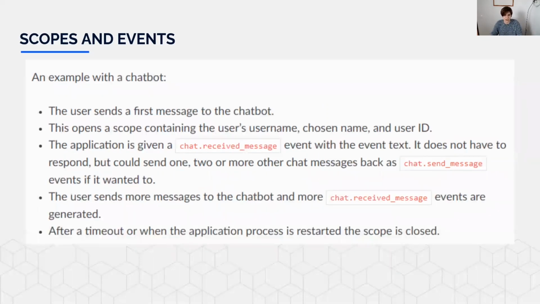As for a chatbot, for instance, the user sends a first message to the chatbot. This opens the scope containing the user's username, chosen name, and user ID. The application is given a chat received message event with the event text. It does not have to respond, but could send one, two, or more other chat messages back as chat and message events if it wanted to.